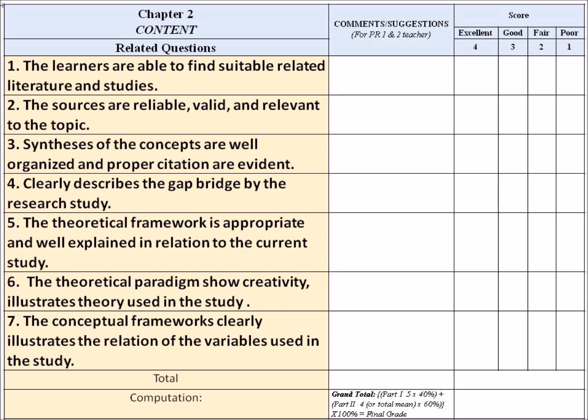Number 5, the theoretical framework is appropriate and well explained in relation to the current study. Number 6, the theoretical paradigm shows creativity and illustrates the theory used in the study. Number 7, the conceptual framework or frameworks clearly illustrate the relation of the variables used in the study. The scoring rubric will be excellent, good, fair, and poor. Along with this rubric are the comments and suggestions.